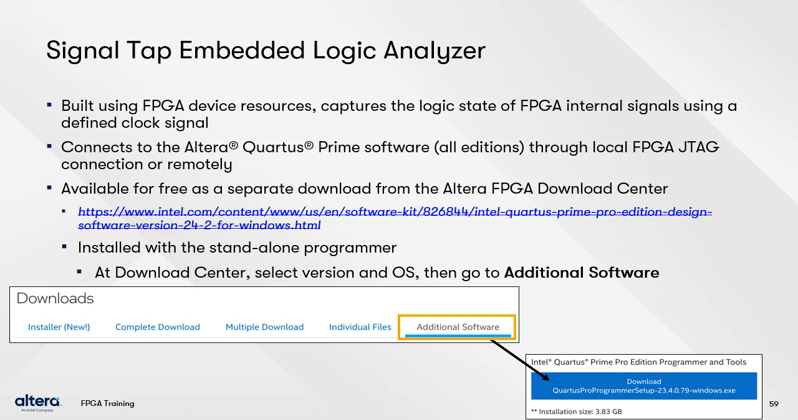The Signal Tap Embedded Logic Analyzer, or ELA, is available for free and included automatically with a standard installation of the Lite, Standard, or Pro editions of the software. A version of the Signal Tap Control interface is also included with the standalone programming software, allowing you to control and monitor the ELA without a full installation of the Altera Quartus Prime software, though without the ability to reconfigure its settings. You can find this at the Altera FPGA Download Center.